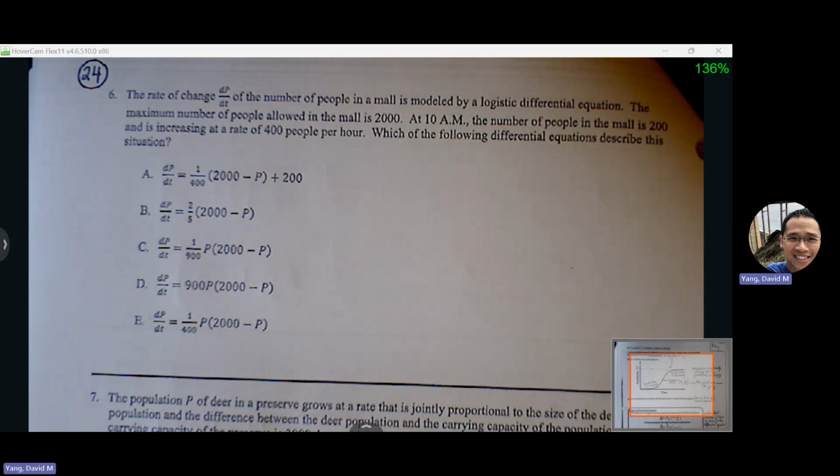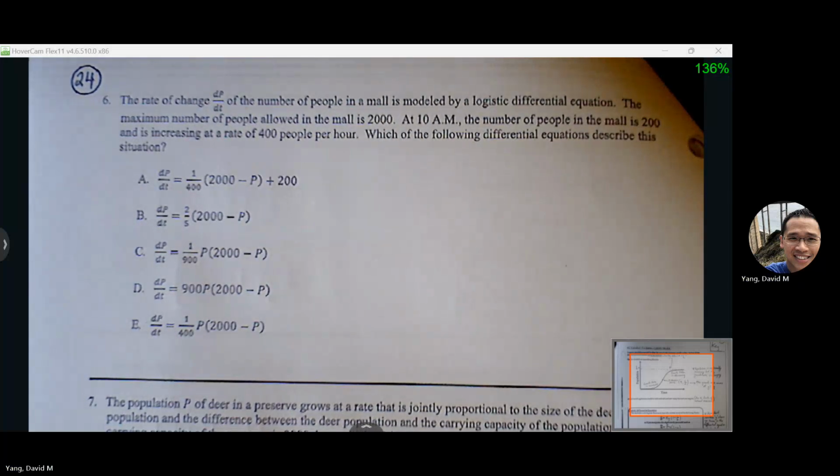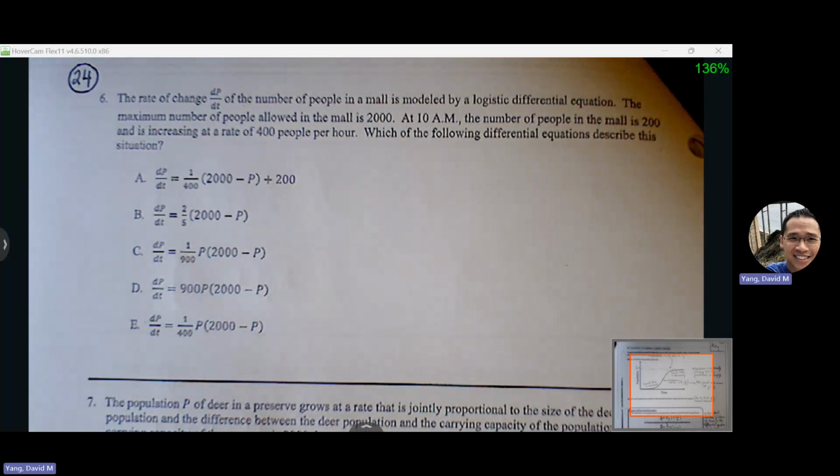Okay, number 6. The rate of change dP/dt of the number of people in the mall is modeled by a logistic differential equation. The maximum number of people allowed in the mall is 2,000. At 10 a.m., the number of people in the mall is 200 and is increasing at a rate of 400 people per hour.